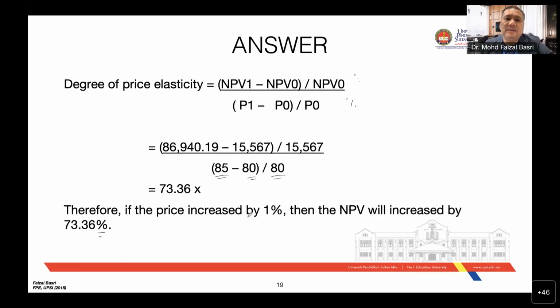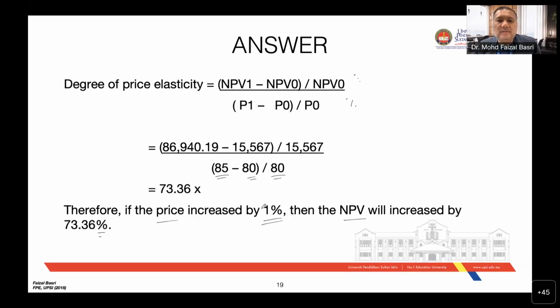And how to read this? You can see that for every price increase by 1%, the NPV, so our measurement is price and NPV, right? So our conclusion would be every price change by 1%, the NPV will increase by 73.36%. Okay, earlier for sensitivity, for every one unit of unit sales, they increase by 46 ringgit. Okay, that's in ringgit. Here it is by percentage. Okay, 1% increase, NPV will increase by 73.36%. Okay, and that's how we conclude the degree of price elasticity.